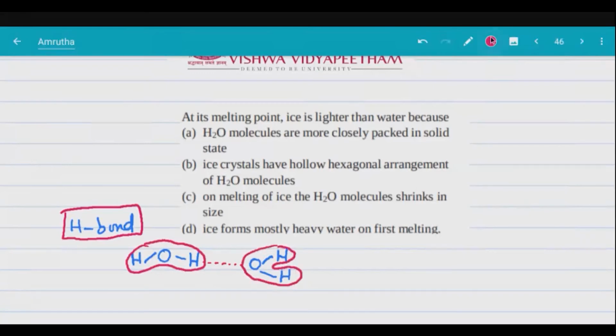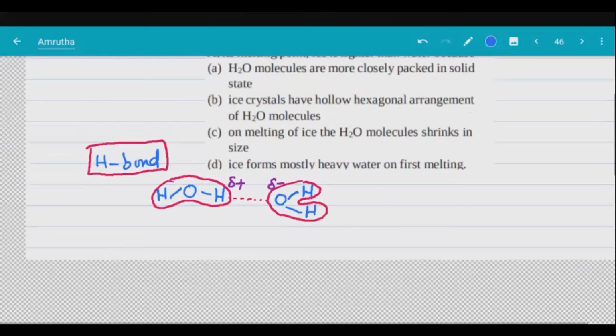Now this hydrogen of one molecule is attracted to oxygen of another molecule. So this is basically hydrogen bond. Okay, so listen carefully now. Sir, hydrogen bonding is only for water? No, no. Hydrogen bonding is possible for three elements. Hydrogen definitely has to be there.